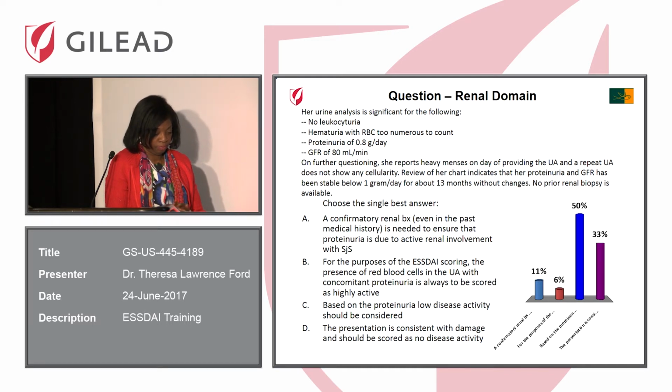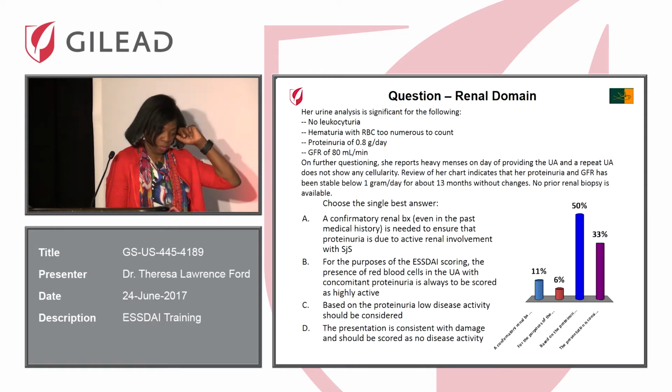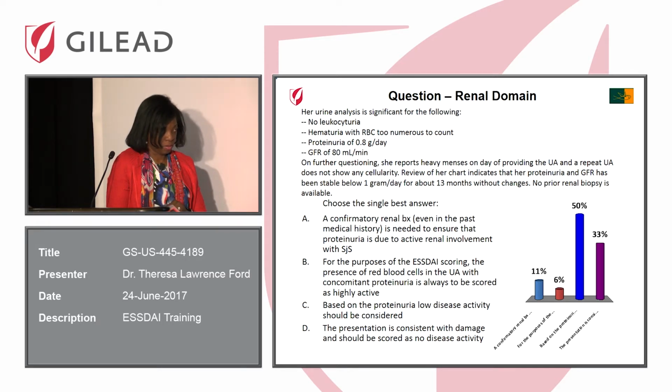So while it's a low-level proteinuria, and again, like we indicated, her proteinuria and her GFR have been stable below 1 gram per day for about 13 months. And per the definition of the ESSDAI, which is more conservative than the lupus activity criteria, 12 months of stability in the absence of any other activity criteria would indicate more damage. I can see where people would score her with low disease activity because you feel like, oh my God, you shouldn't have this proteinuria. But on the other hand, we tried to present the case as if there's no other renal activity criteria. So that was the intent of it.